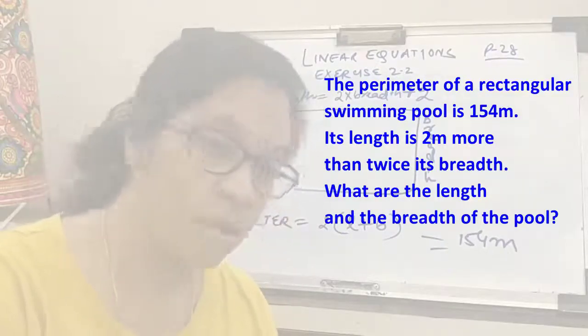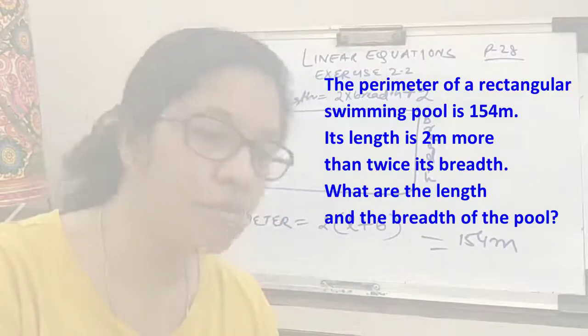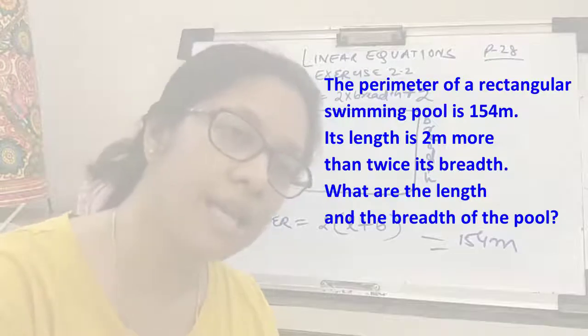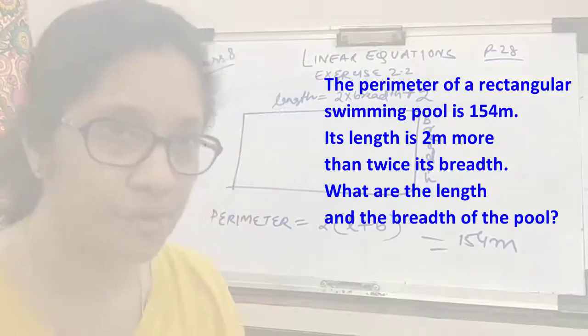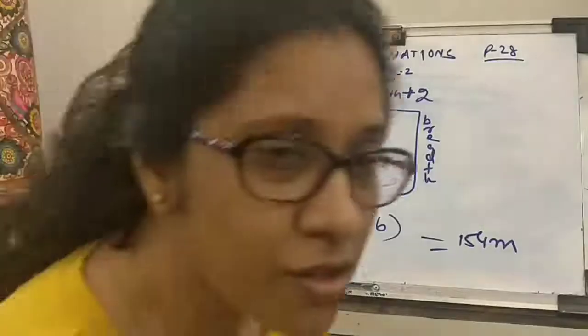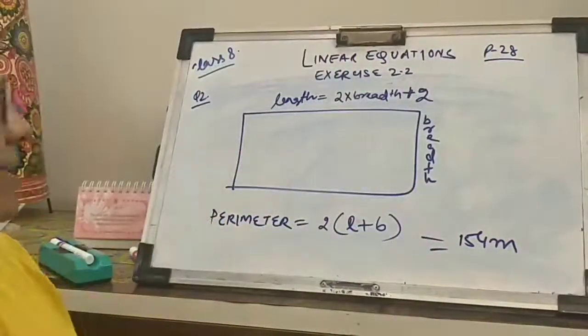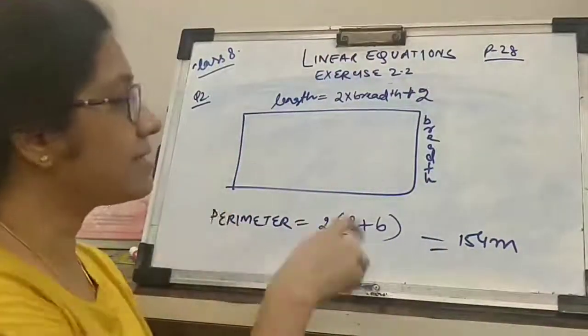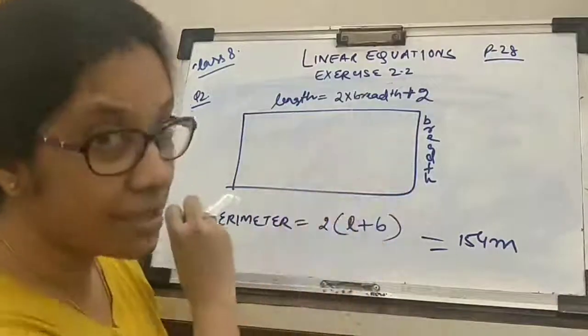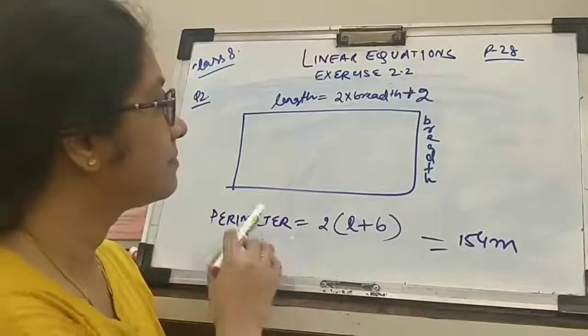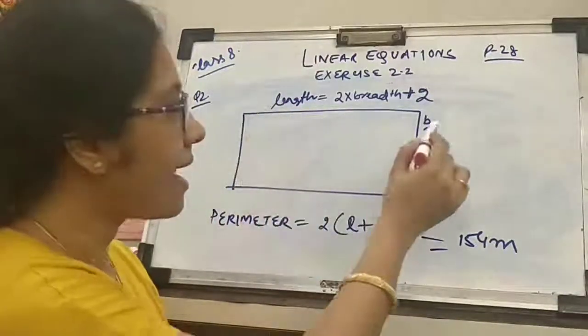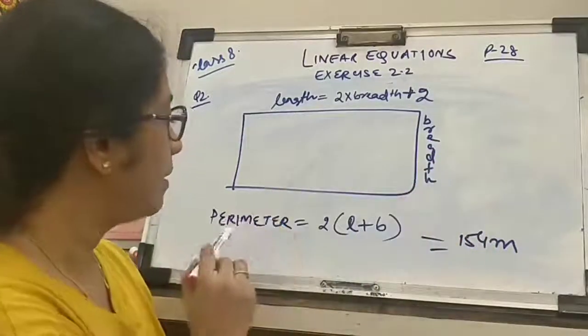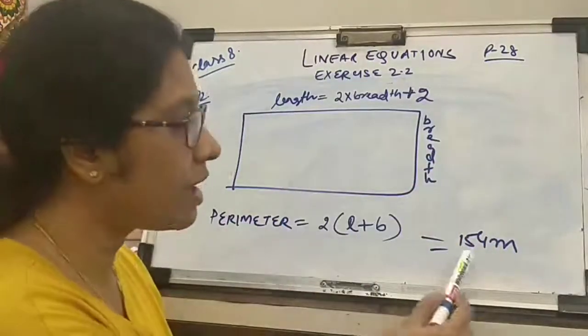What have they asked us to do? Compute the values of length and breadth of the pool. Okay. So let's have a look here. This is my rectangular pool. Okay. So this is my length and this is the breadth. Perimeter is given to us as 154 meters.